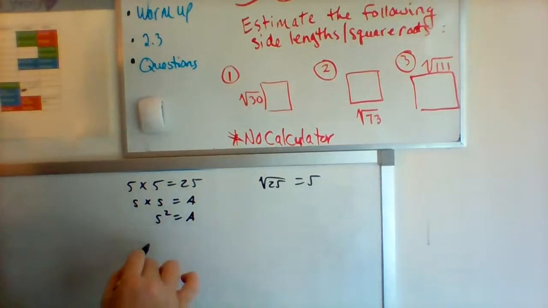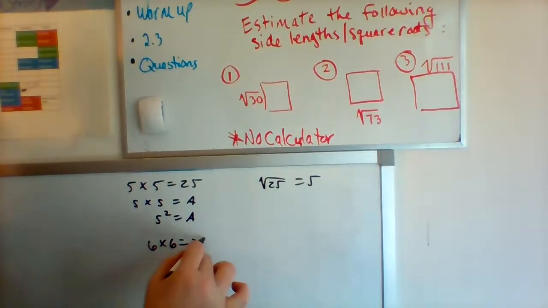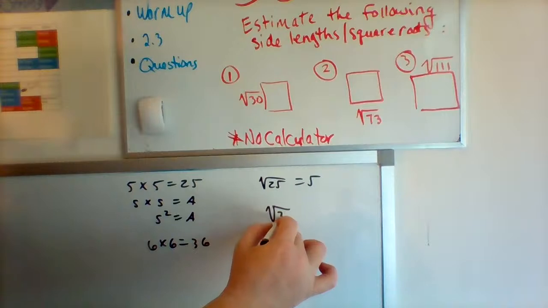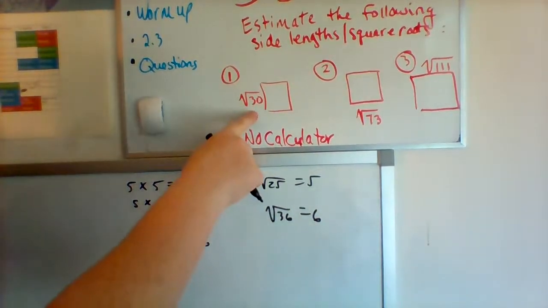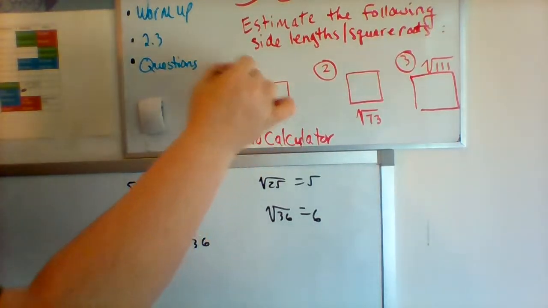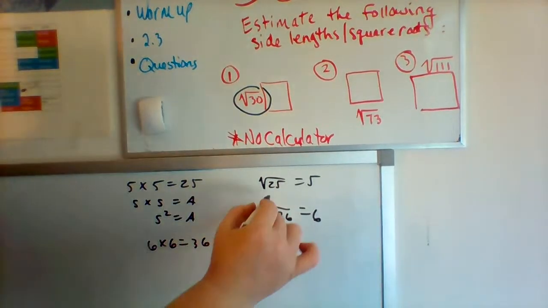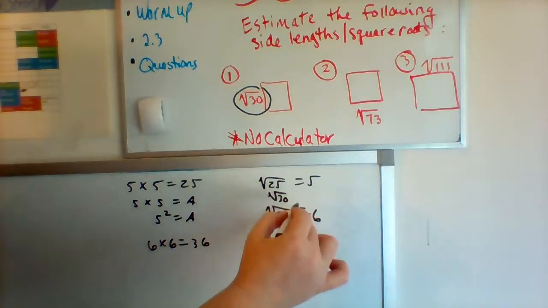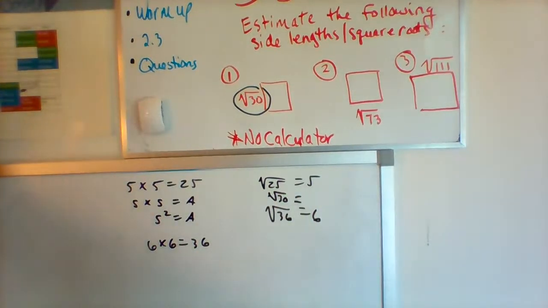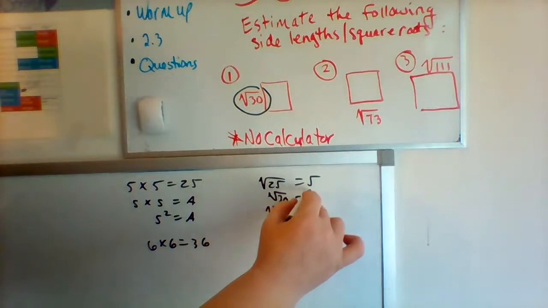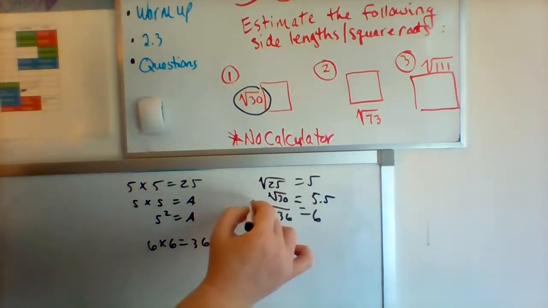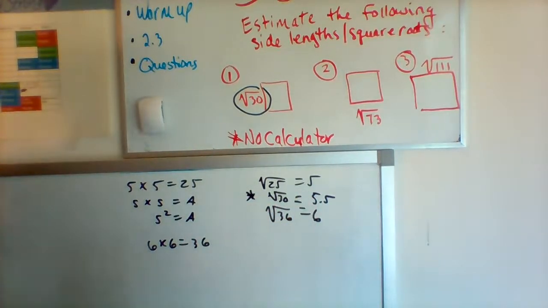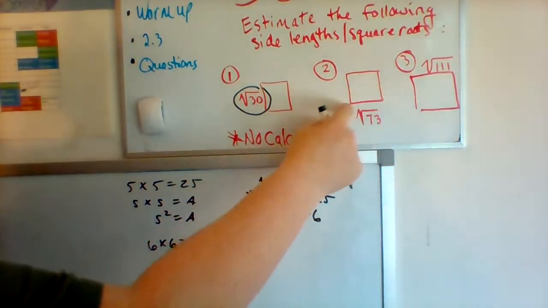Then she says 6 times 6 is 36, which means that the square root of 36 equals 6. She said that we're looking for the square root of 30. And she says the square root of 30 is somewhere in between here. She estimated it to be in the middle. So I want you guys to decide if you agree with her, and if you do agree with her, see if you can figure out these.